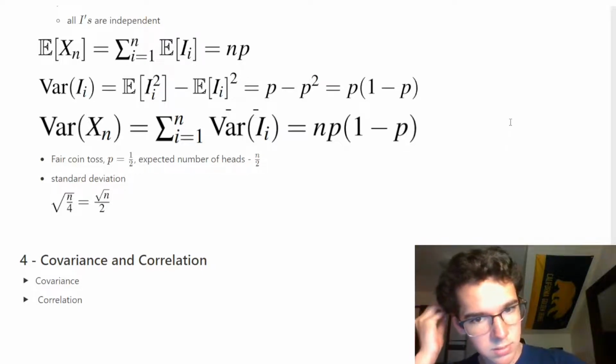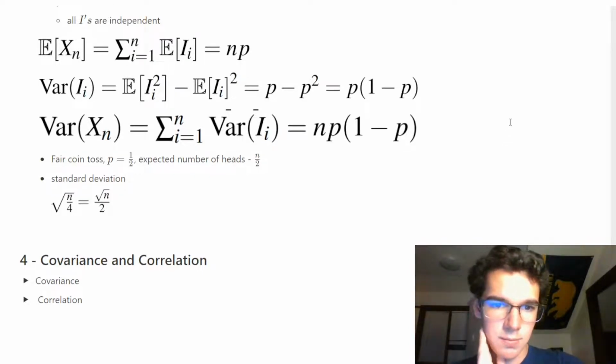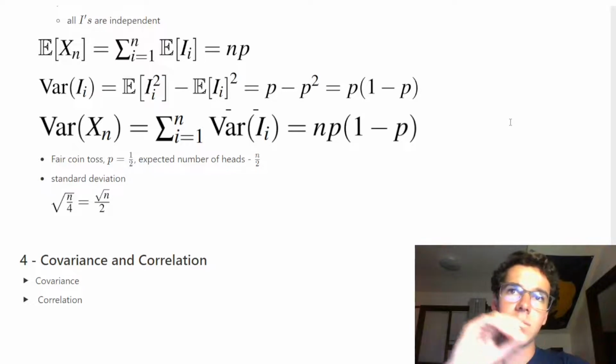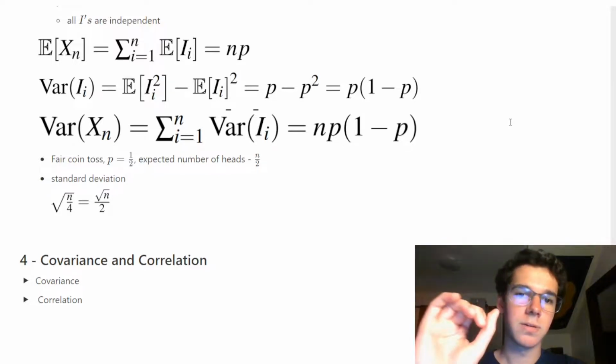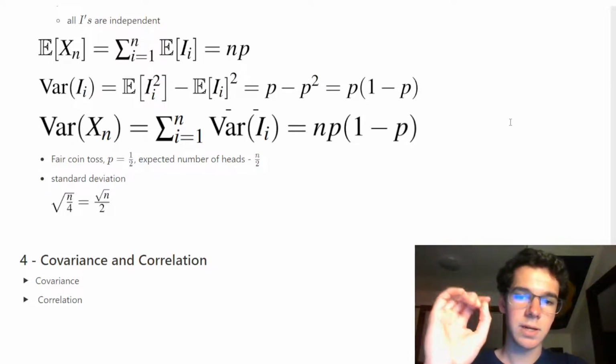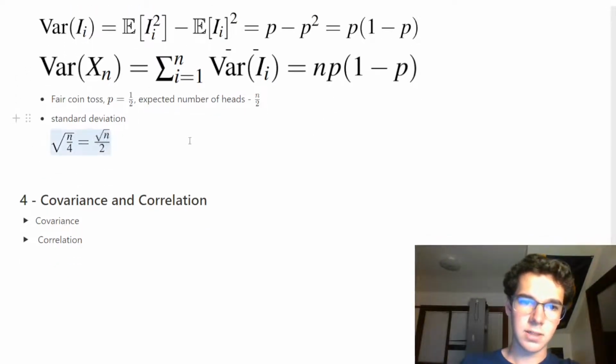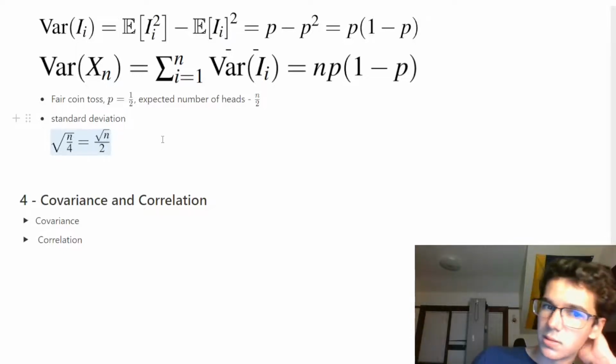So that means if we toss, I feel like we've already talked about this a little bit, but if we toss a fair coin n times, with the probability of it landing on heads being 1/2, then the expected number of heads is n times 1/2. And then the standard deviation would take this form.